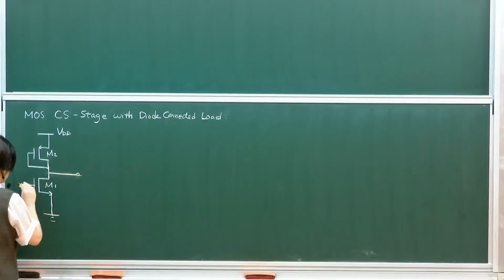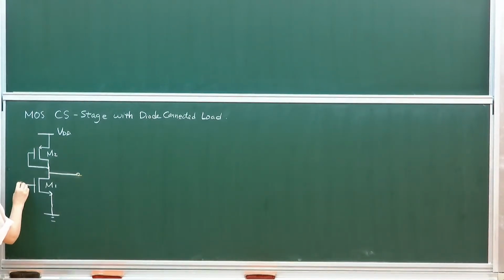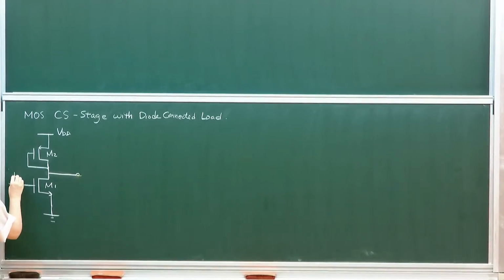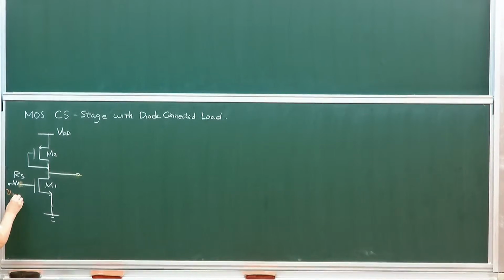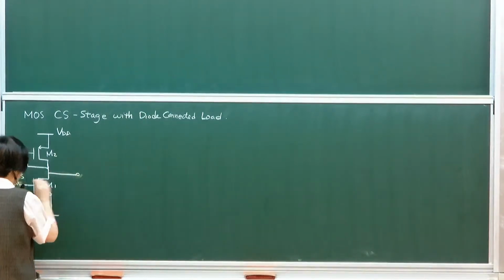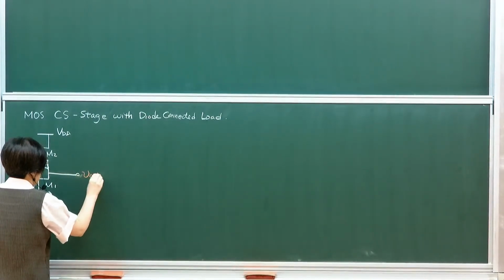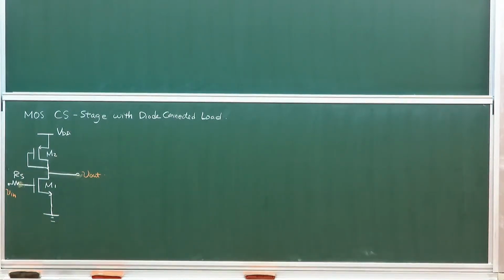Let's say this is my circuit, and I'm also adding RS at the input. So my input comes in at the gate, and the output at the drain. I have two devices. As I said, there are two ways of realizing a diode connected load. You can use two NMOS, as our previous examples did, or you can also use a PMOS diode connected.